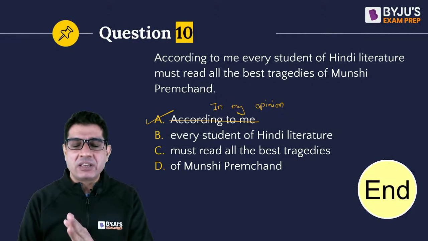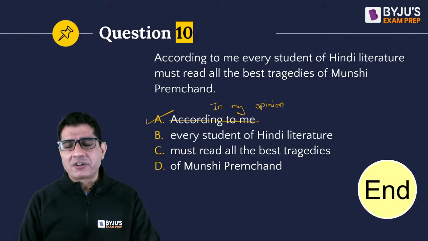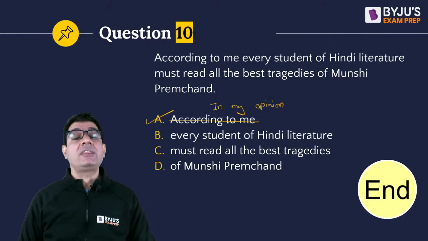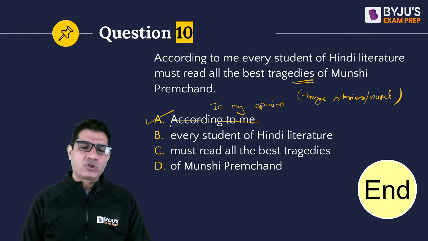So in first person, whenever we want to share our opinion, we don't say according to me, we say in my opinion. However, when you're talking about a second person or a third person, feel more than free to use according to. According to you, according to them. We don't use it with me. So replace according to me with in my opinion. So in my opinion, every student of Hindi literature must read all the best tragedies of Munshi Premchand, where tragedies basically refers to the tragic stories or novels penned by Munshi Premchand.